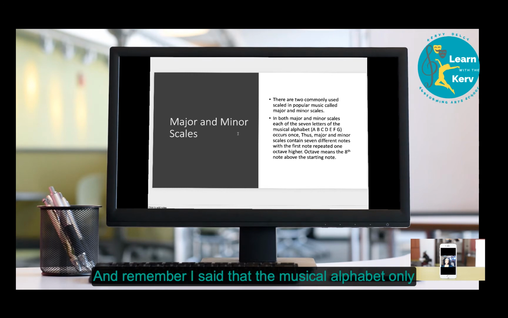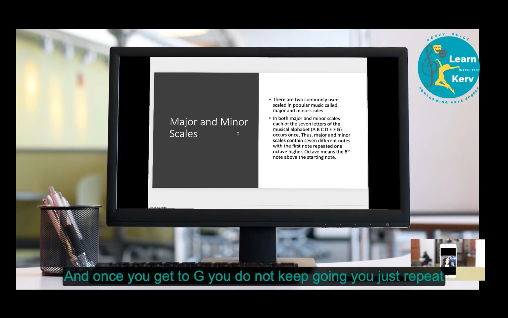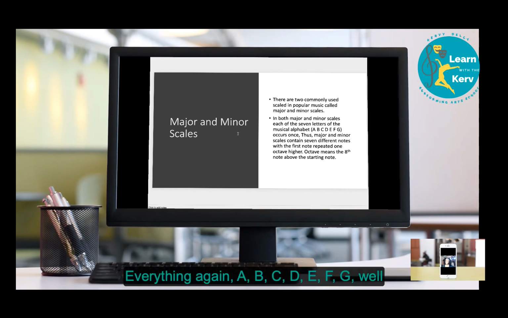And remember, I said that the musical alphabet only has 7 letters: A, B, C, D, E, F, G. And once you get to G, you do not keep going. You just repeat everything again: A, B, C, D, E, F, G.